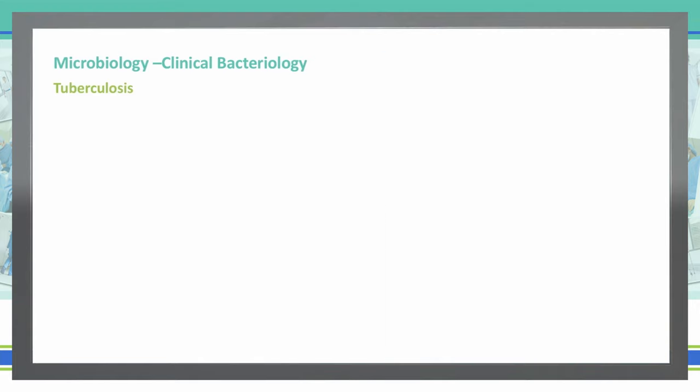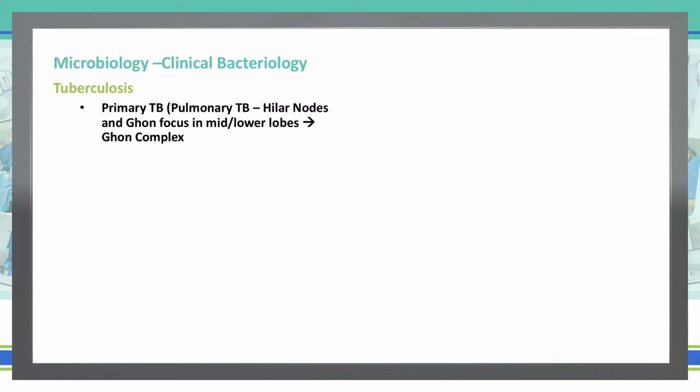So let's talk a little bit about the different types of tuberculosis we can see. With primary tuberculosis, that's typically going to be where we have the pulmonary stages, and you're going to have hilar nodes and Ghon foci in the mid and lower lobes. So the hilar nodes plus the Ghon focus is what we call the Ghon complex, and that is going to be your most characteristic thing for primary TB. 90% of the time, these primary TB cases will heal. They'll undergo some fibrosis and calcification, and they will heal, and patients will get back to a normal state. At this point in time, that means they will have a positive PPD test.